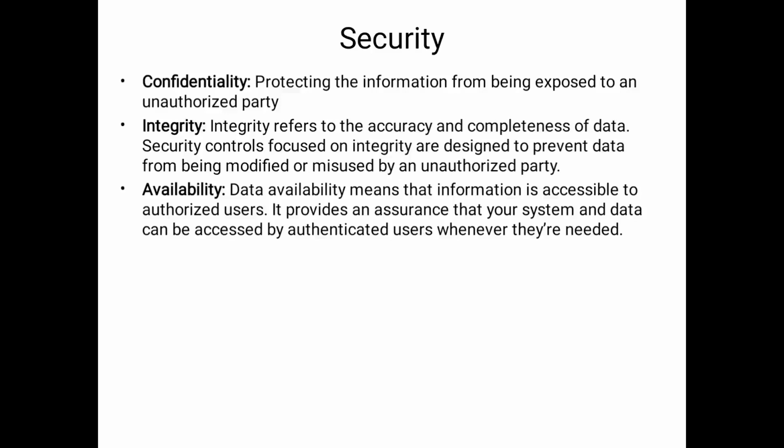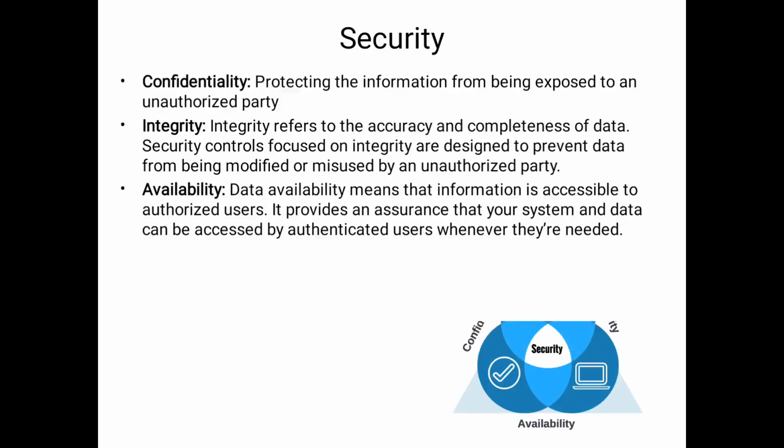Confidentiality is protecting the information from unauthorized users, and integrity refers to the accuracy and completeness of the data. Security controls focused on integrity are designed to prevent the data from being modified or misused by unauthorized users. Availability means the information is accessible only to authorized users. Here is the diagram for security, applied on confidentiality, integrity, and availability.